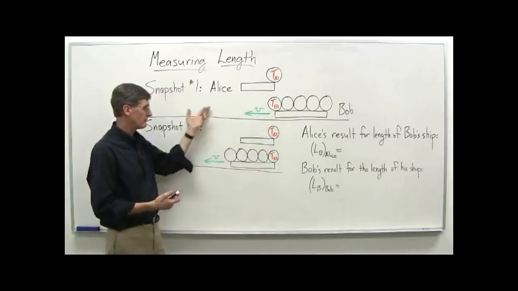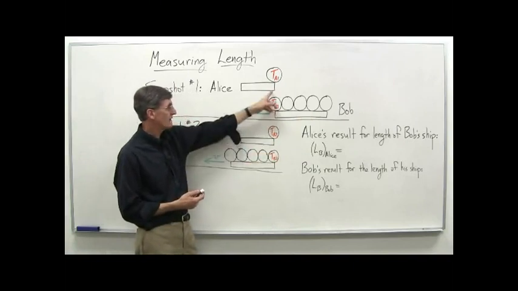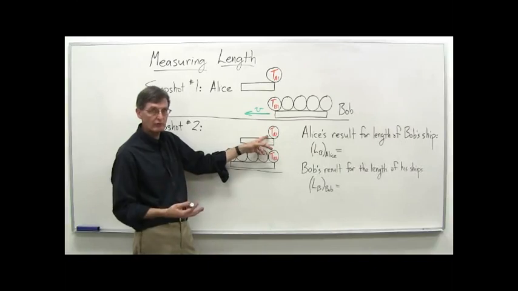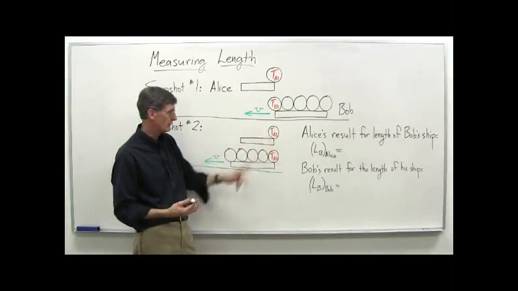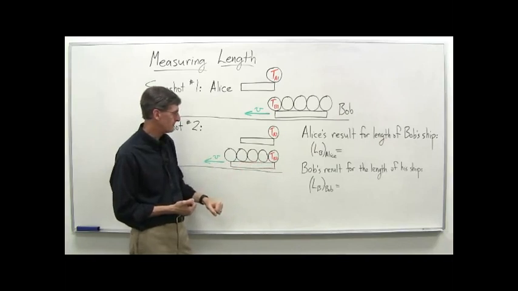Bob's spaceship travels on. And then when the end of Bob's spaceship reaches that point, another photograph will be taken. By that time, Alice's clock will be at T sub A2, her clock at time 2. And Bob's clock will have some TB2 on it as well, T, B, number 2 there.